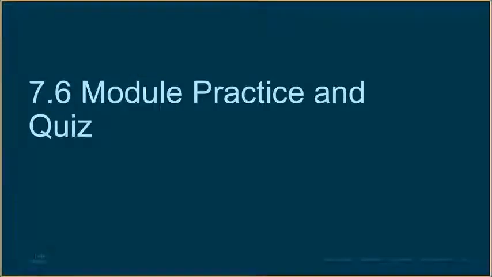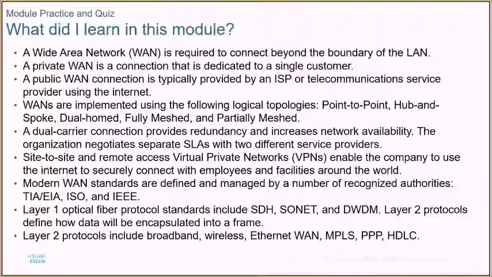Okay, that's it for the chapter pretty much, just a bit of a recap. A wide area network is required to connect beyond the boundary of a LAN. A private WAN is a connection that is dedicated to a single customer. A public WAN connection is typically provided by an ISP or telecommunications service provider using the internet. WANs are implemented using the following topologies: point-to-point, hub and spoke, dual-homed, fully meshed, and partially meshed.